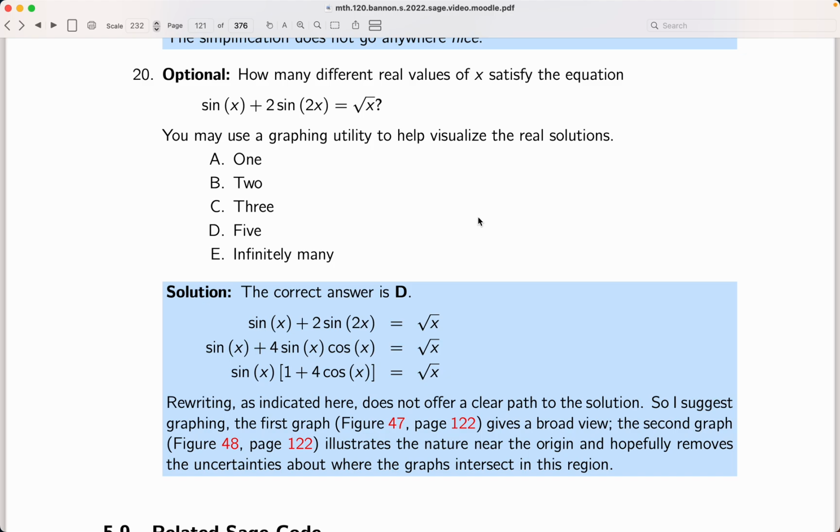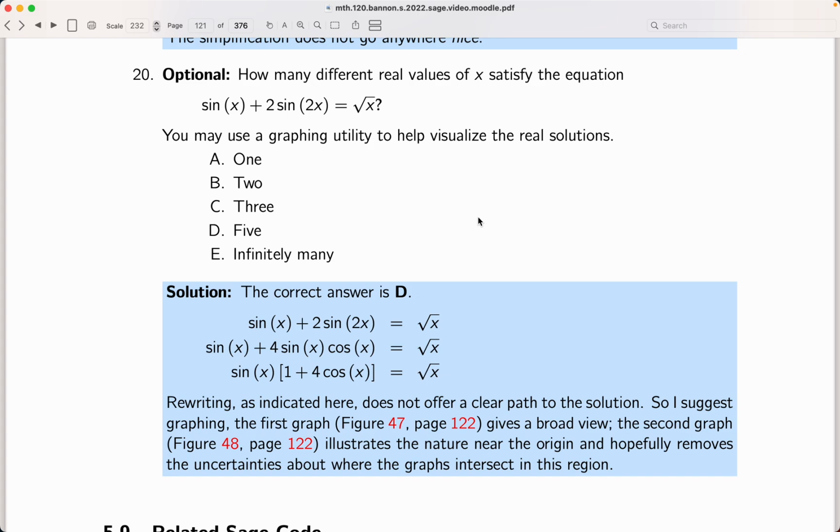Okay, number 20 is an optional question. How many different real values of x satisfy the equation? And they give you the equation sine of x plus 2 sine 2x is equal to the root of x. Well, you should know the domain of this in real numbers would be x greater than or equal to 0. Clearly 0 is a solution to the problem. That much is known because if you plug in 0, you get 0 equals 0. We know we at least have one solution.